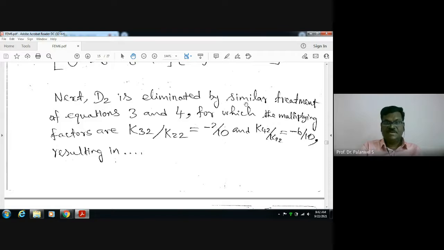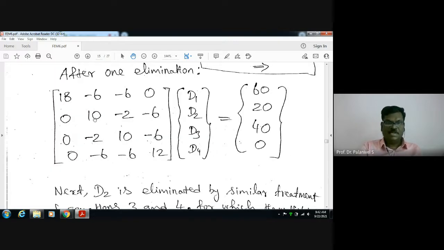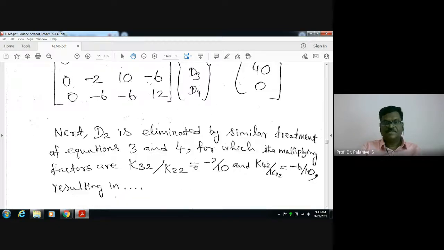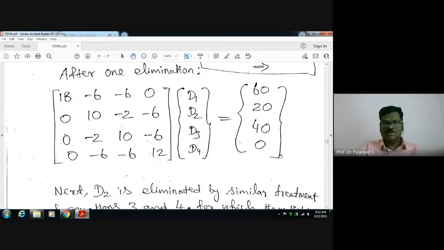Next, D2 is eliminated by similar treatment of equations 3 and 4, for which the multiplying factors are K32 divided by K22, equal to minus 2 by 10, and K42 by K22, equal to minus 6 by 10. Multiply row 2 by minus 2 by 10 and subtract it from row 3. Afterwards, multiply row 2 by K42 divided by K22 and subtract it from row 4. The similar thing you have to do on the RHS also.